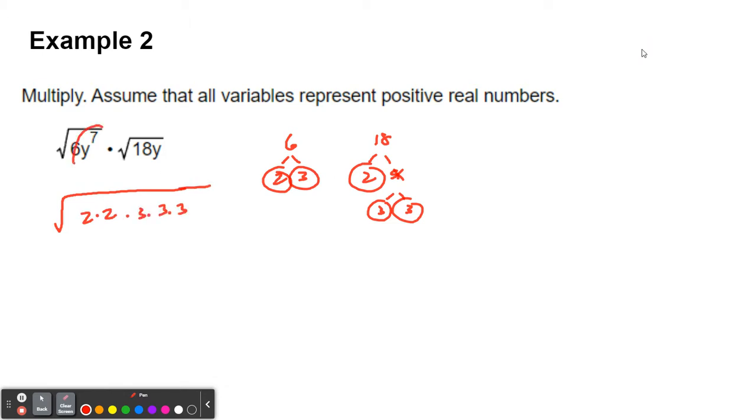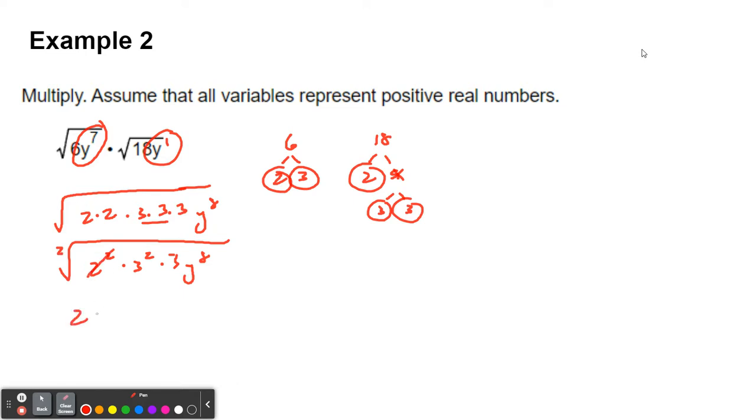And now if I combine a y to the 7th and a y to the 1st, add 7 and 1, that's y to the 8th. Okay, so these two 2's are squared. The first two 3's have a 3 squared, and then you have 1 3 left over, and we have a y to the 8th. So remember, there's a hidden 2 there, so anything that's squared comes out. So this 2 will come out, the 2 squared's gone. This 3 will come out, the 3 squared's gone. This 3 stays inside, and now with this exponent of 8, I take 8 and divide it by 2.